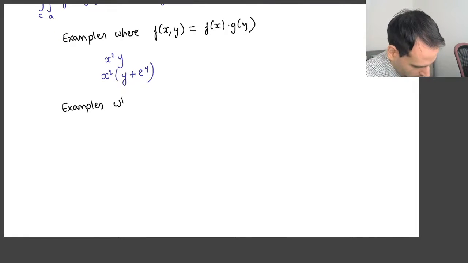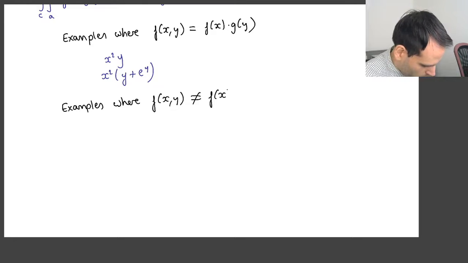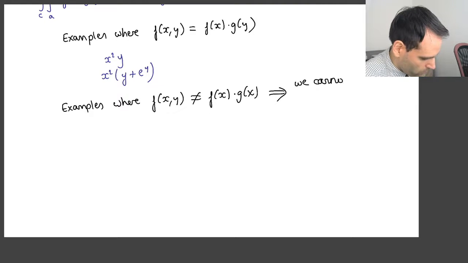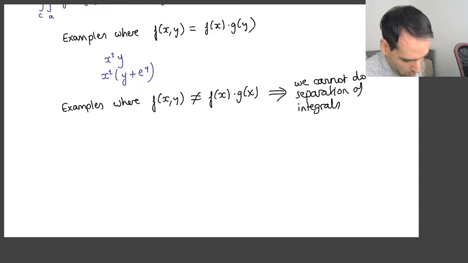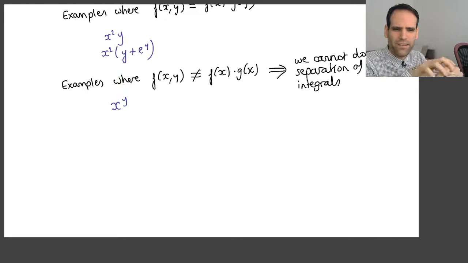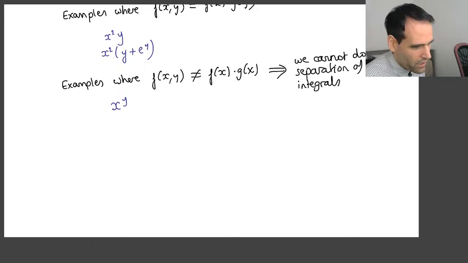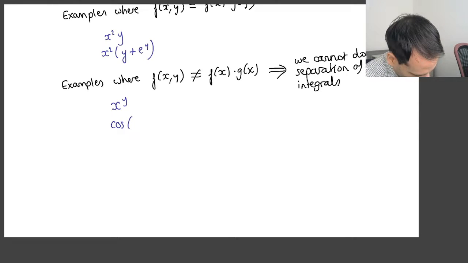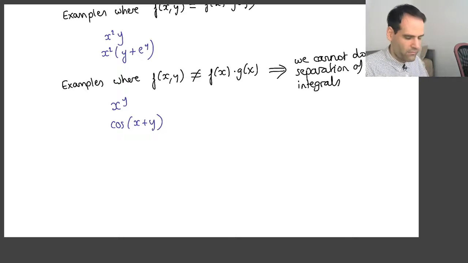Now let's see some examples where this is not true, and therefore we cannot do separation of integrals. That's very easy. For example, x to the power y. We cannot separate that as a function of x times a function of y. Another example would be the cosine of x plus y. We cannot separate that into two.